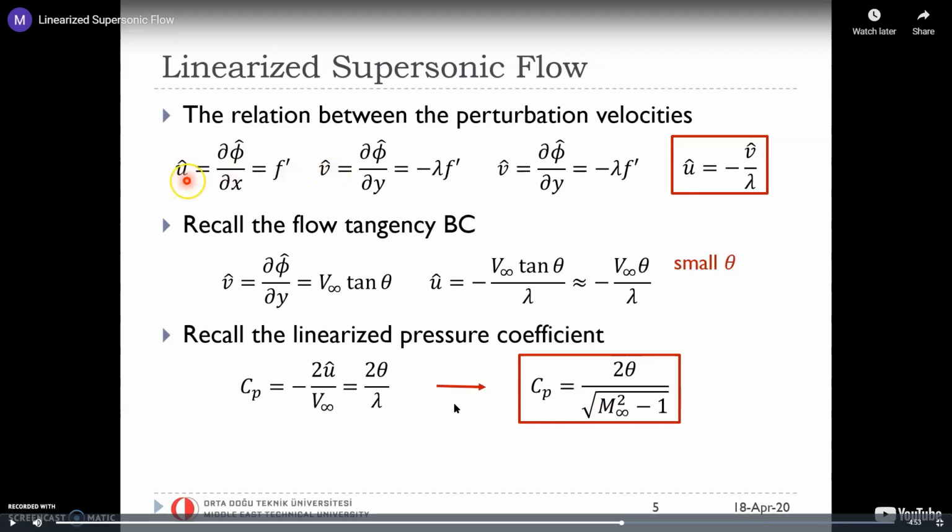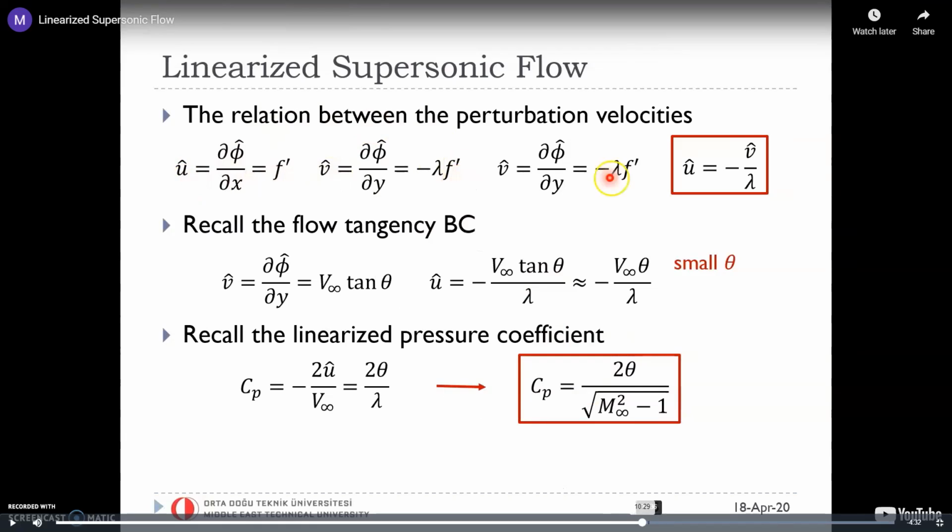At the end, we got an expression now for the CP, pressure coefficient, for this supersonic flow over this plate, but with a little hump on it. So this theta is that little disturbance created by the hump. So was your question related to this?